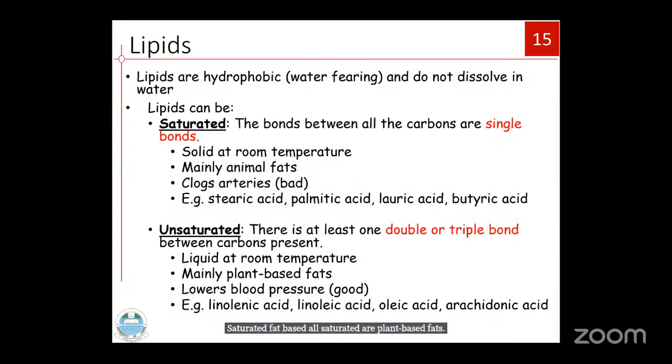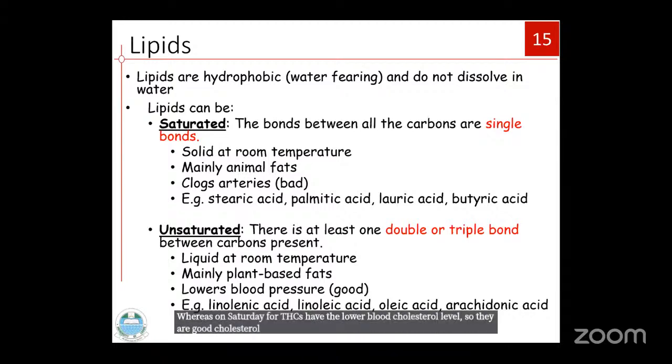Saturated fatty acids clog arteries. They are bad. They form what is known as bad cholesterol. They are not good for consumption. You are advised not to consume them much or even at all because they can clog your arteries and cause heart-related problems, atherosclerosis, and what have you. Whereas unsaturated fatty acids have a lower blood cholesterol level, so they are good cholesterol. They are good for consumption, and we have some examples of all these fatty acids or lipids.